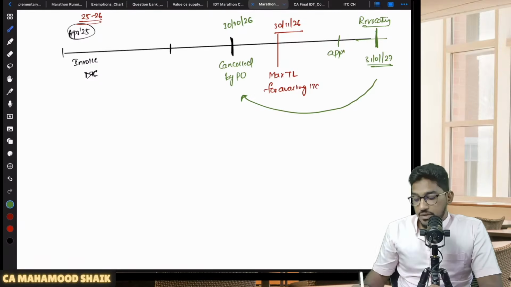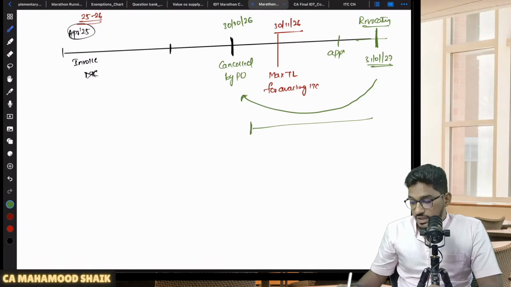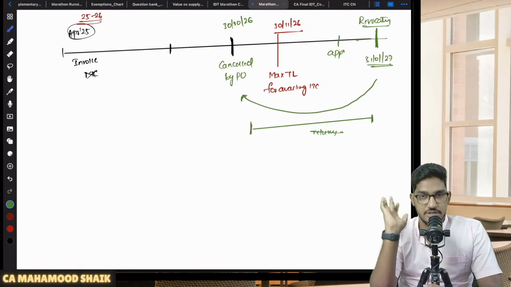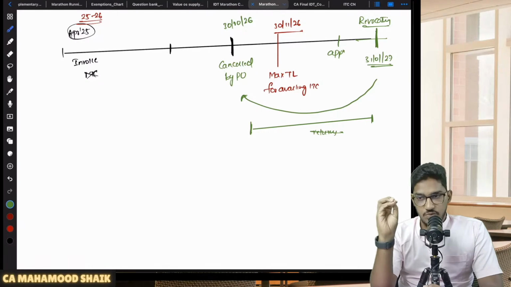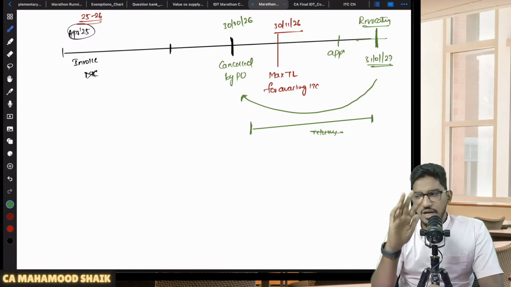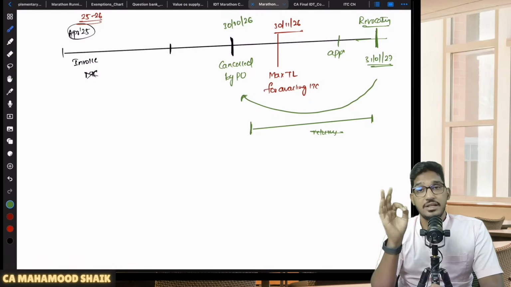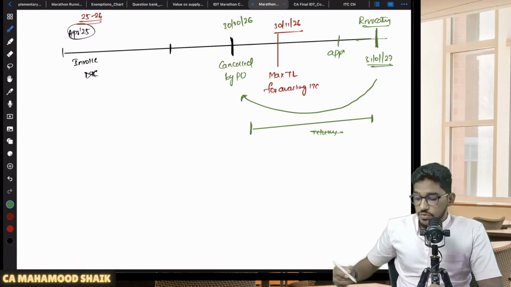Now the problem is, from 30th of October 2026 till 31st of January, you would not have filed your returns. Why? Because during that period, your registration was under cancellation. If your registration is under cancellation, you can't make taxable supplies and you can't file your returns. From the effective date of cancellation, you will not be able to file the returns. So for this duration, you would not file the returns.